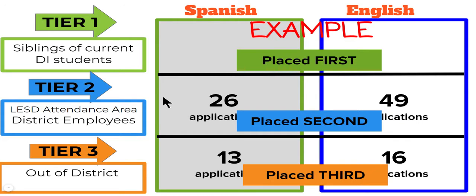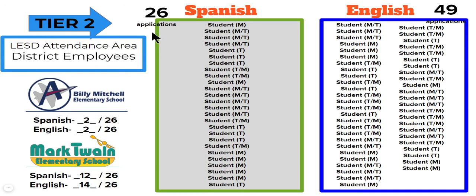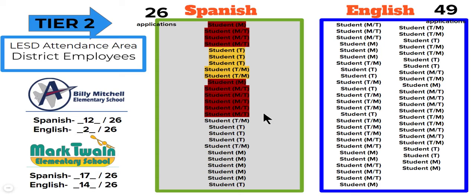We will now place applicants from the second tier. Here we have the 26 applications in the Spanish language category and the 49 applications in the English language category. Again, all families are accommodated at their first preference school when space is available. We begin going through and placing these students. All of these students were placed at their first preference of schools.